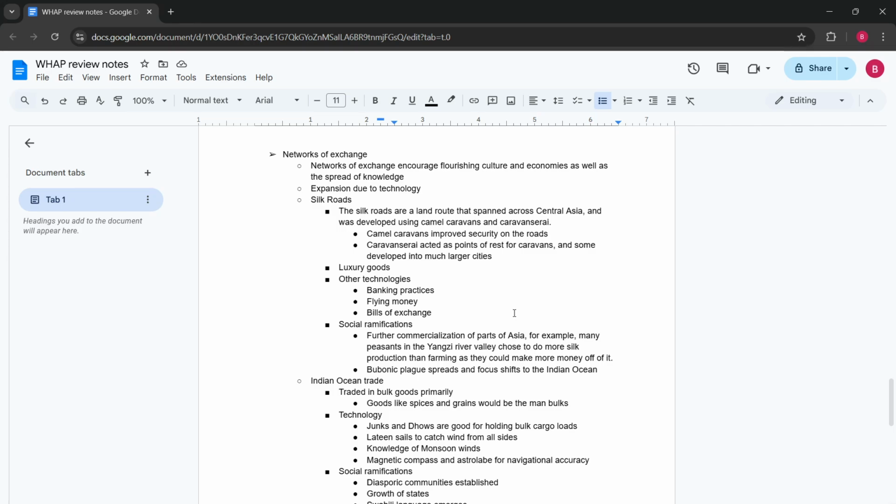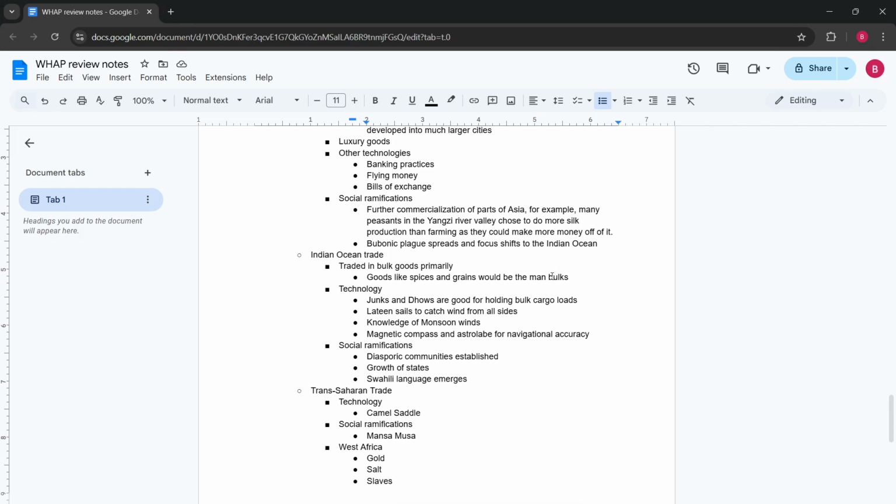And the bubonic plague spreads a lot because of the Silk Roads. Because of how big they were, it spread really fast and across all of Afro-Eurasia. And because of this, that led to more focus being put onto the Indian Ocean trade as the Silk Roads kind of died.